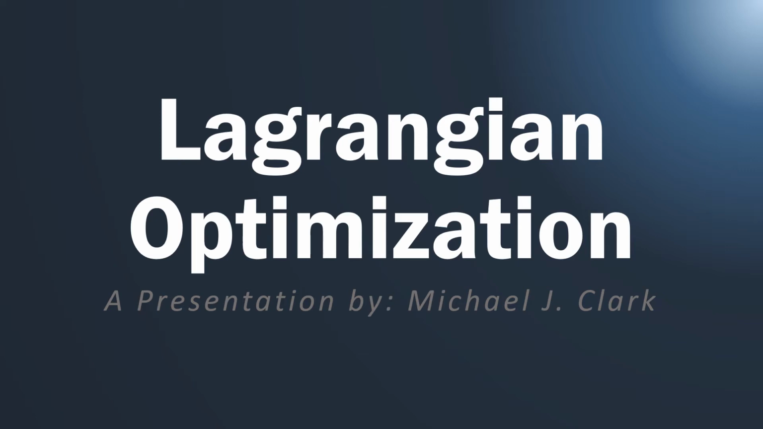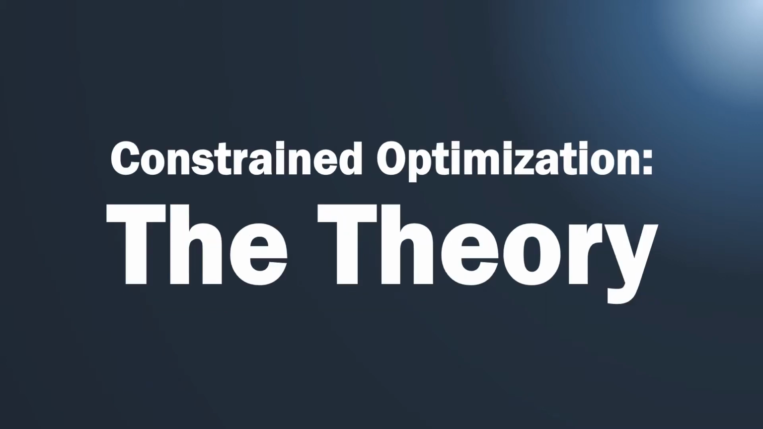Lagrangian optimization is one of the key tools in intermediate microeconomics. Within the standard economic model, we're often trying to find a maxima or a minima, but with a twist. We're trying to find the maxima or minima subject to some kind of constraints. Here, we're going to look at the theory behind how we do Lagrangian optimization.